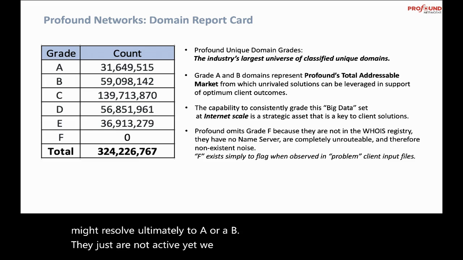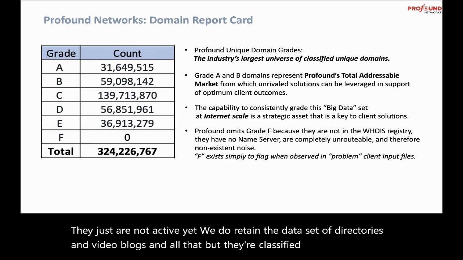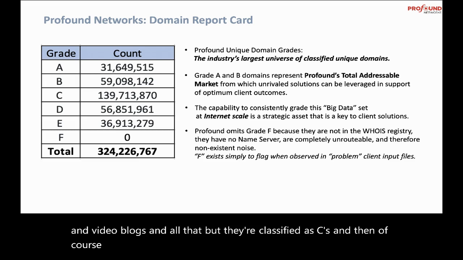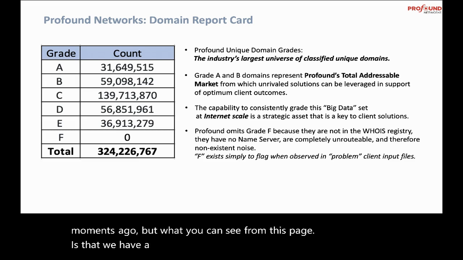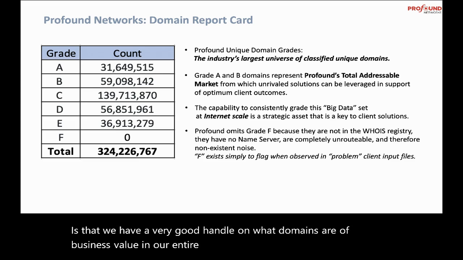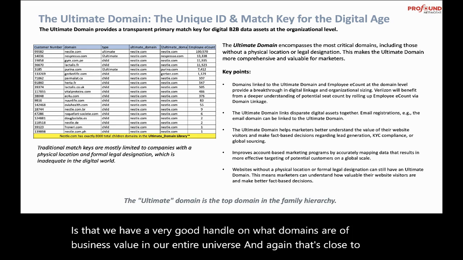We do retain the data set of directories and video blogs and all that, but they're classified as C's. And then, of course, we have the redirects with grade D, which we just covered moments ago. But what you can see from this page is that we have a very good handle on what domains are of business value in our entire universe. And again, that's close to 90 million.